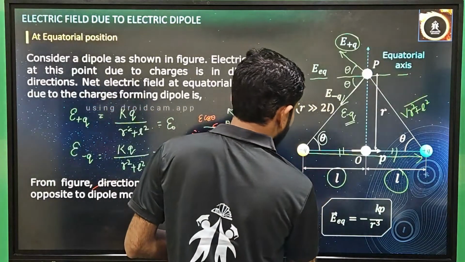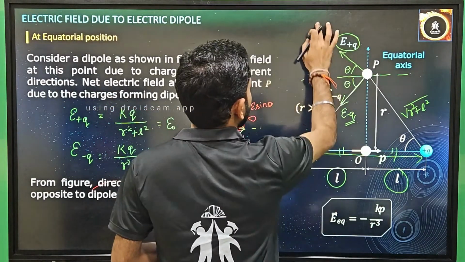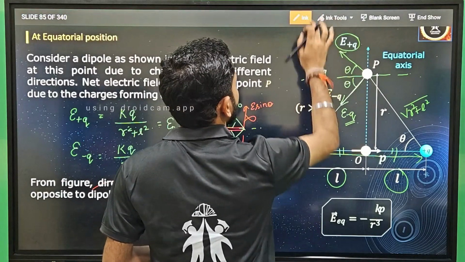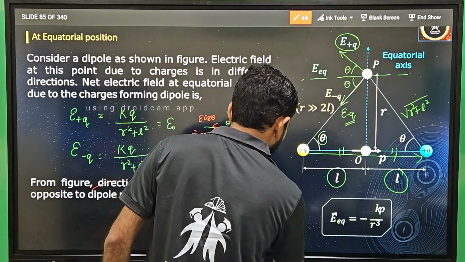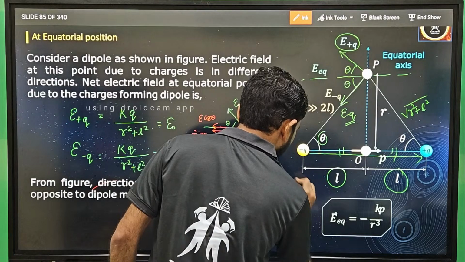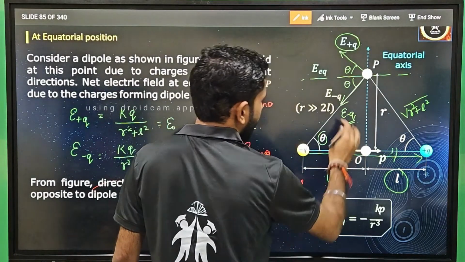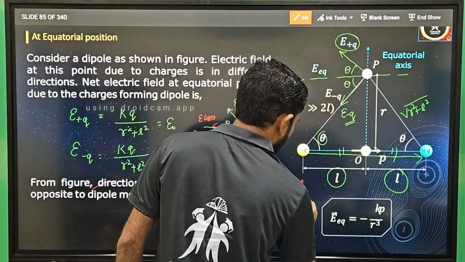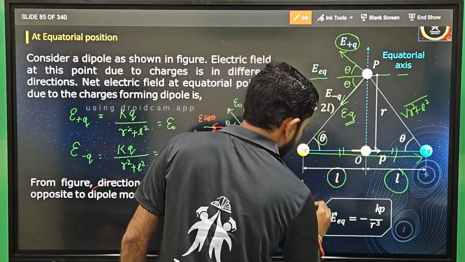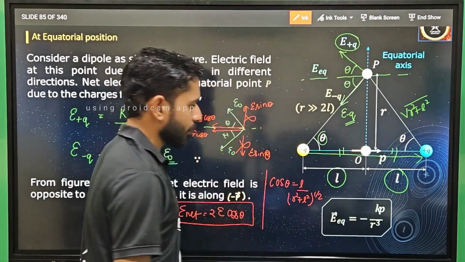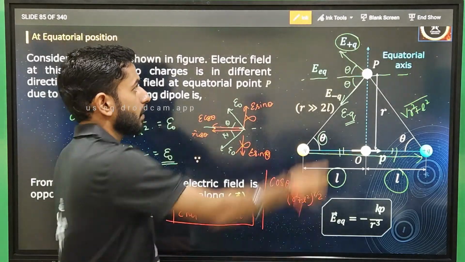Can you write cos theta in this triangle? Cos theta can be written as base upon hypotenuse. Correct? What is base? You will write L. What is hypotenuse? You will write R square plus L square to the power of 1 by 2. This is what you will write for cos theta.